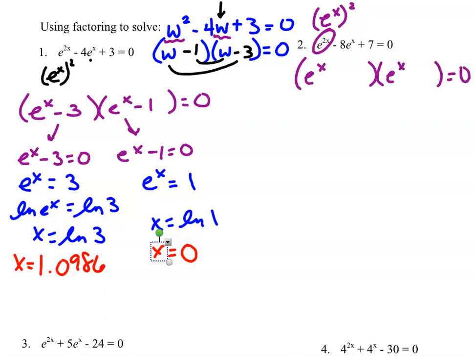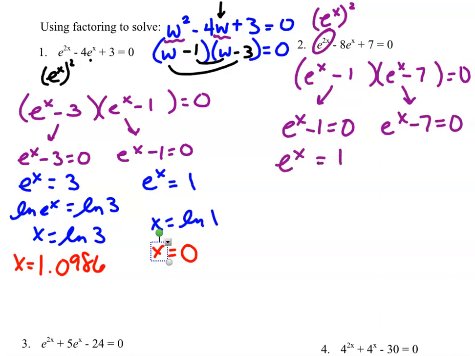We're going to look for ways to multiply and get 7, but have them add up to -8. So we can do -1 and -7. And then we're going to set each of those equal to 0. Adding the 1 over, we have e to the x equaling 1. Now taking the natural log of both sides, natural log of e to the x is just x. And we just found out that the natural log of 1 is 0.